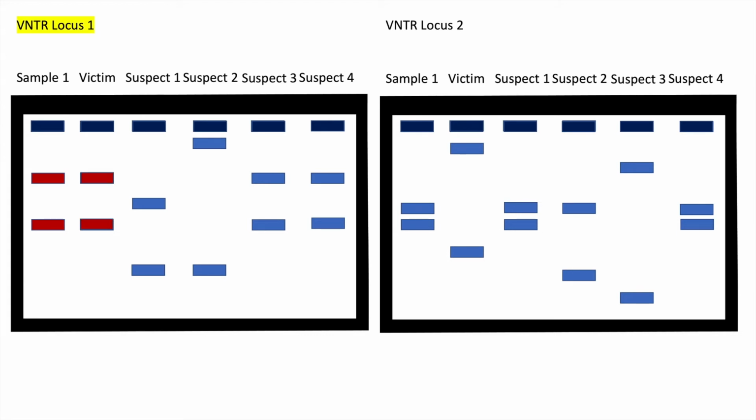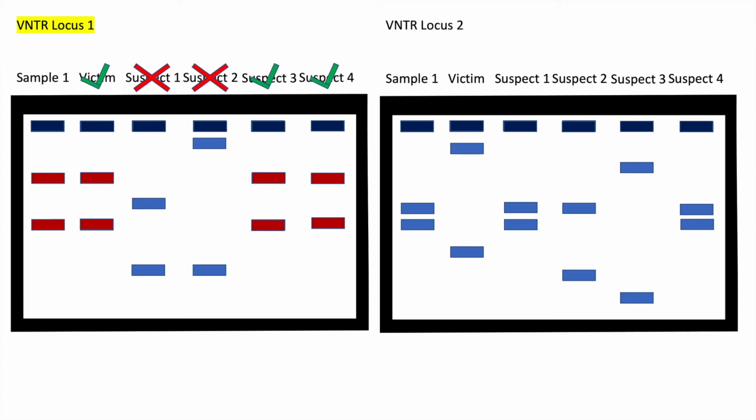Here we can see that the victim clearly matches the sample. However, suspects 1 and 2 do not match the sample from the crime scene. Therefore, we have evidence to say that they did not leave the evidence at the crime scene. Suspects 3 and 4, however, match the sample from the crime scene. And so they are still under investigation, which is why we had to do a second VNTR locus analysis.